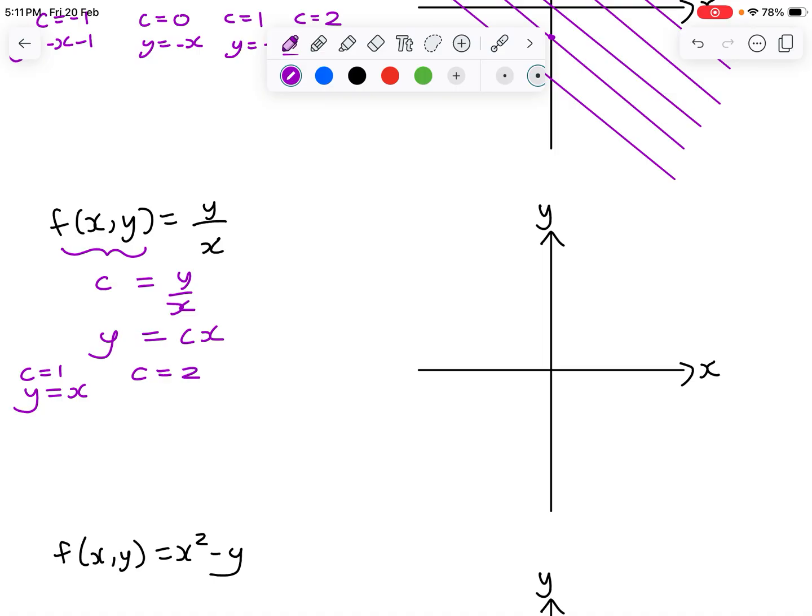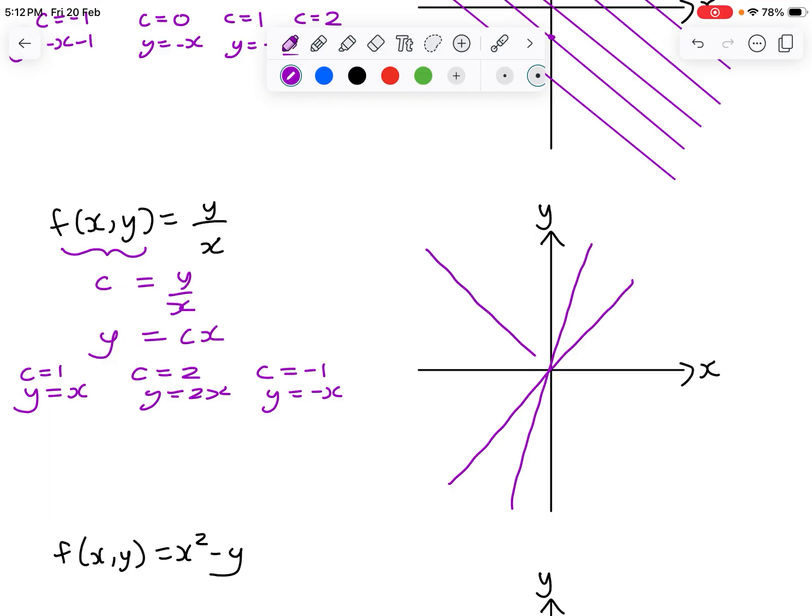If c equals 2, we have y equals 2x. If we have c equals -1, we have y equals -x. So there's both positive and negative slopes, but we notice the pattern here is that there's different slopes. So if we graph y equals x, then we would just have that. If we have y equals 2x, that means the slope is 2 and it's now steeper. If we have y equals -x, then that's going in the negative direction.